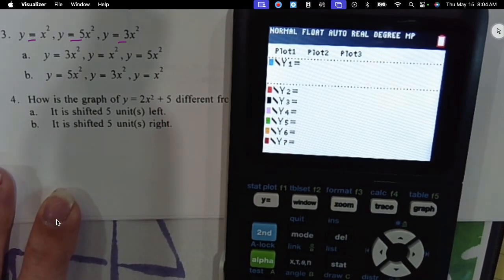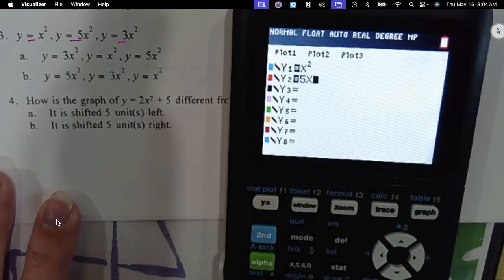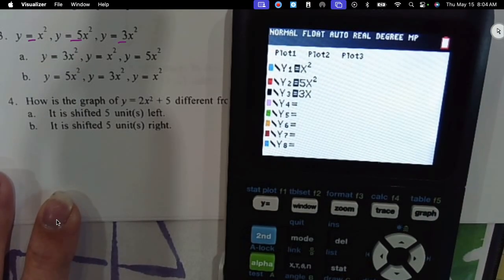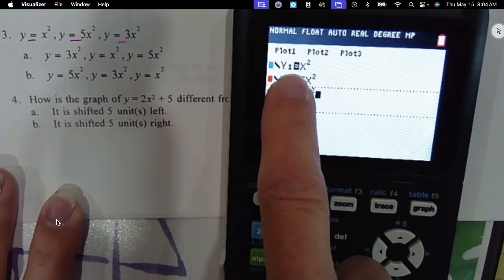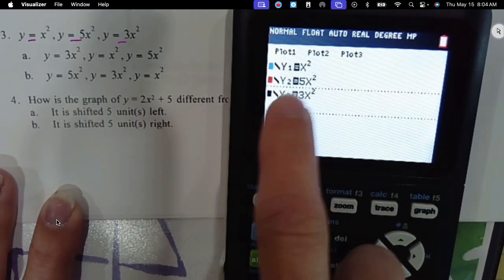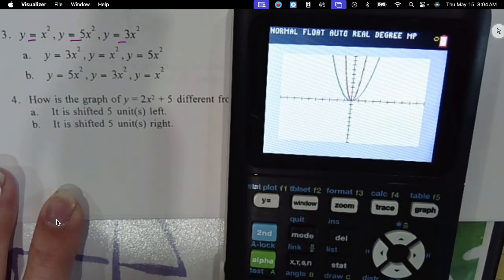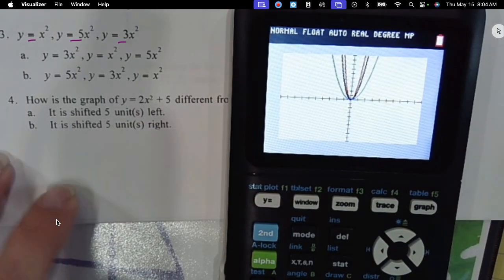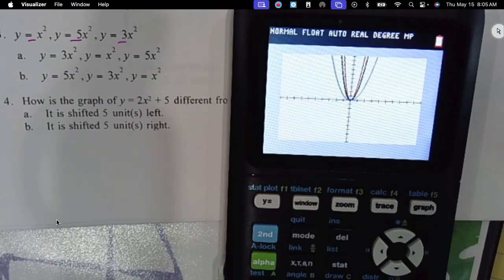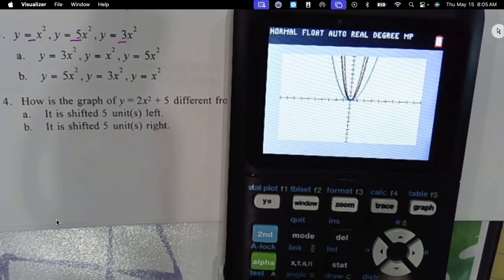So type them in. Here is x squared. Here is 5x squared and 3x squared. Now, it's going to go in that order. The blue graph on mine is my x squared. The red is the 5 and the black is the 3. Which one looks the widest? The blue, right? That was my x squared. So I would put the blue graph first, my x squared. Then I would put the black one, isn't that next? Yeah, which was the 3. And then I would put the red one, which was the 5.